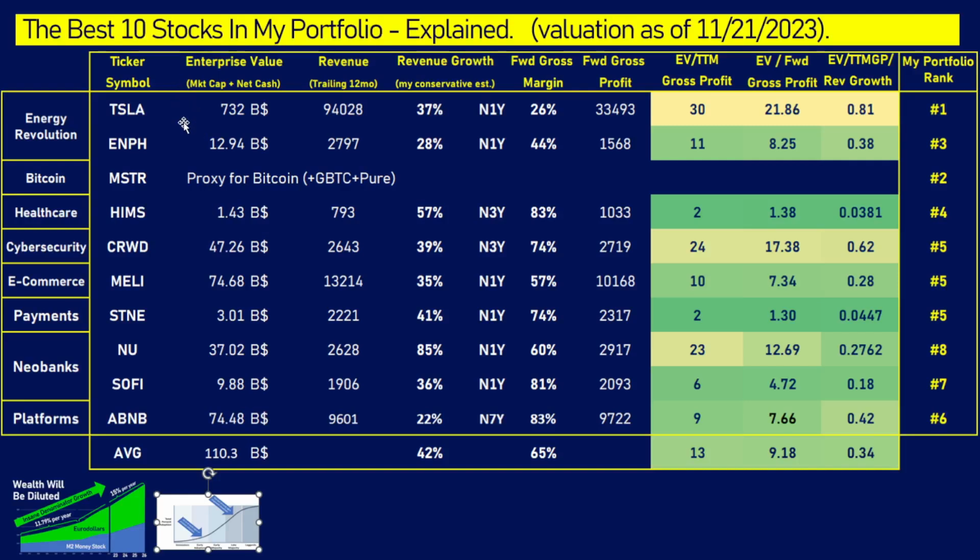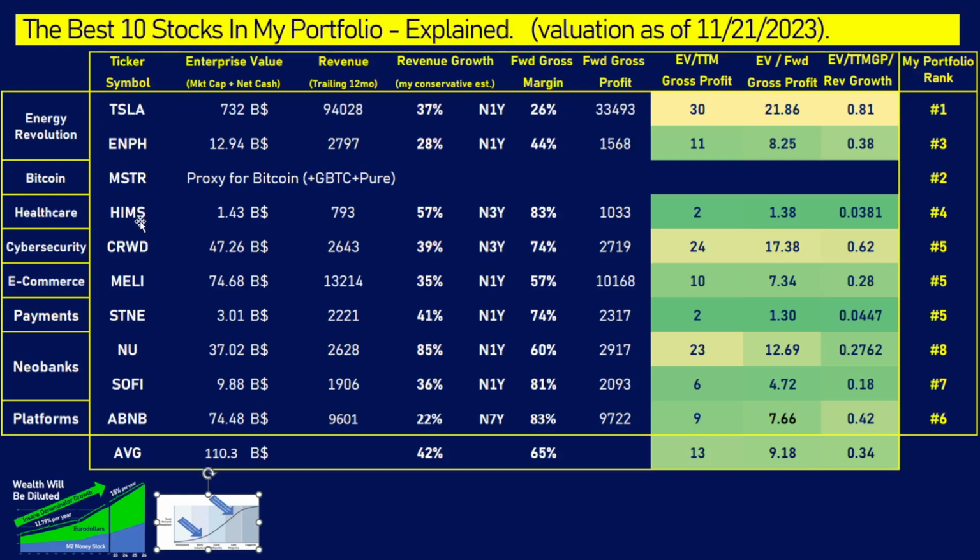If you look at the positions I've been adding to lately, that's Tesla, that's Enphase, that's MicroStrategy and Bitcoin. That's a little bit of StoneCo, a little bit of Nubank, and a little bit of HIMS. I've been adding to these positions. I haven't touched my other positions very much. Okay, let me move on to HIMS.